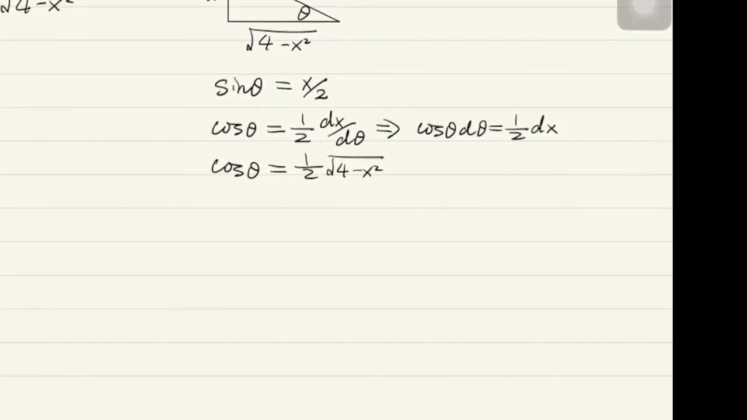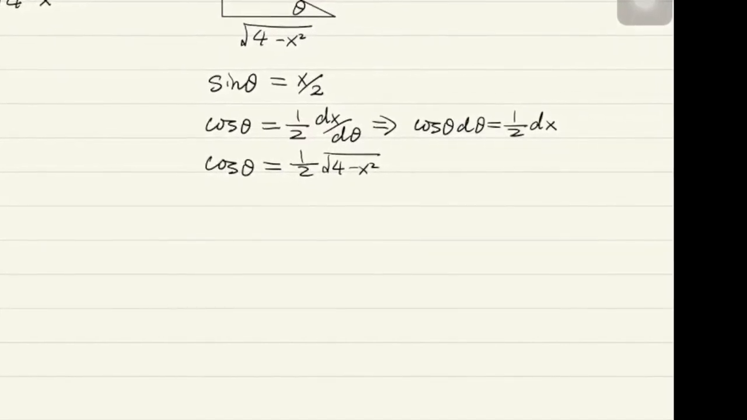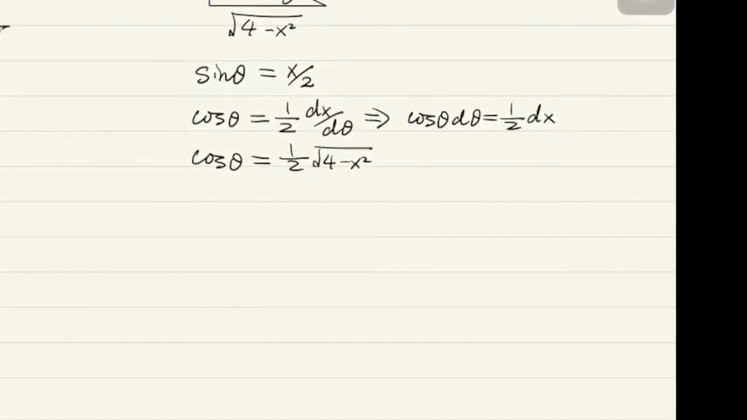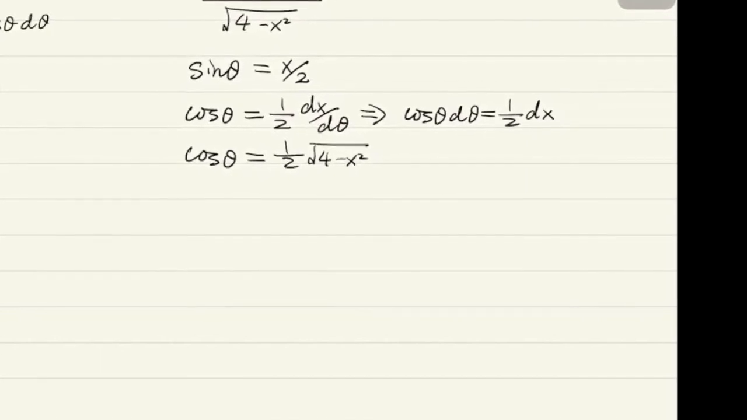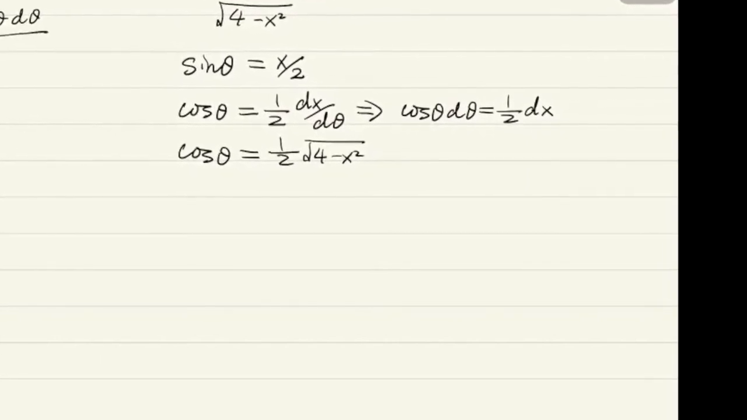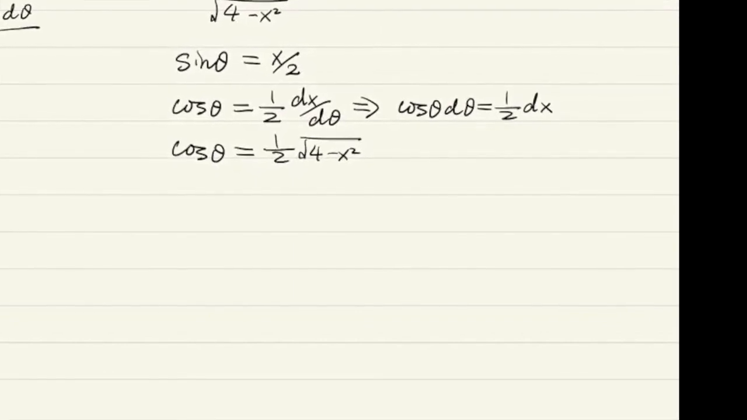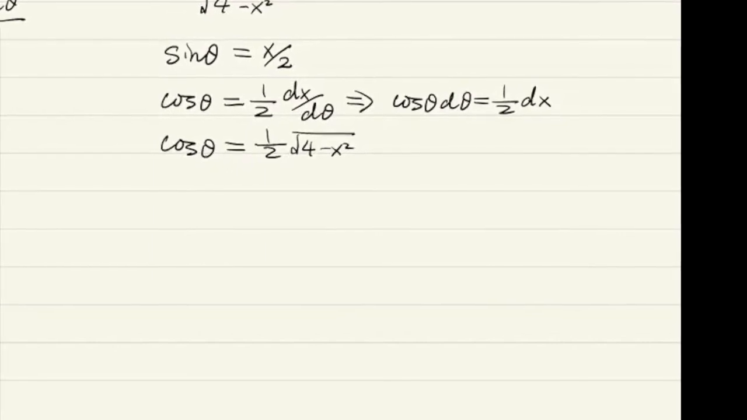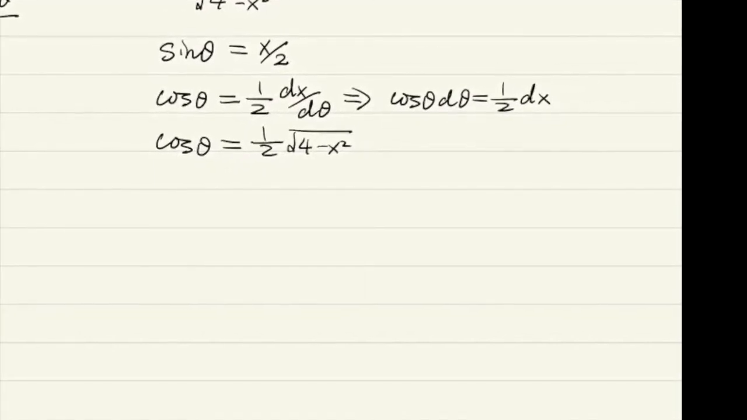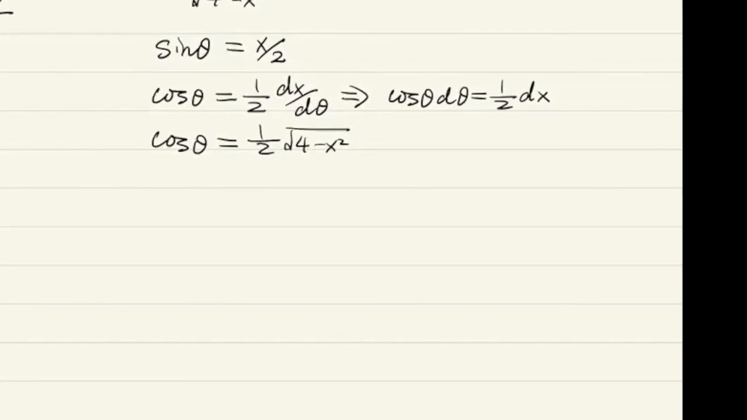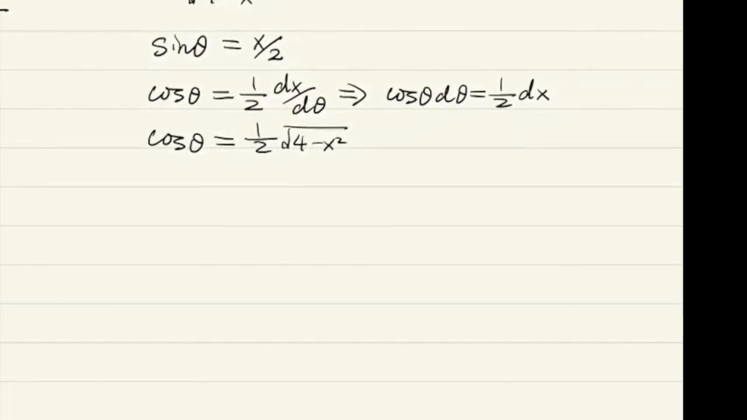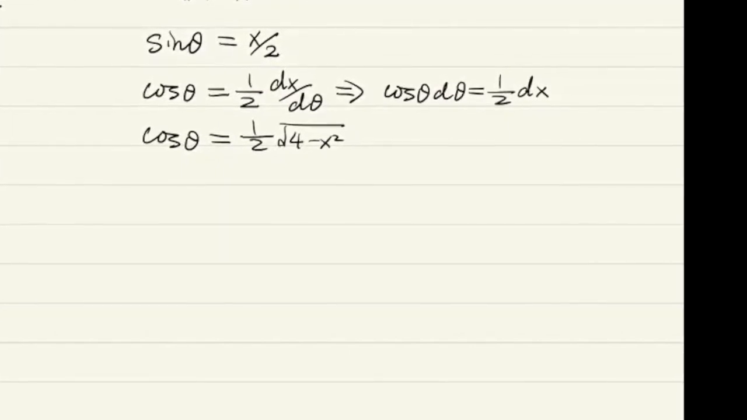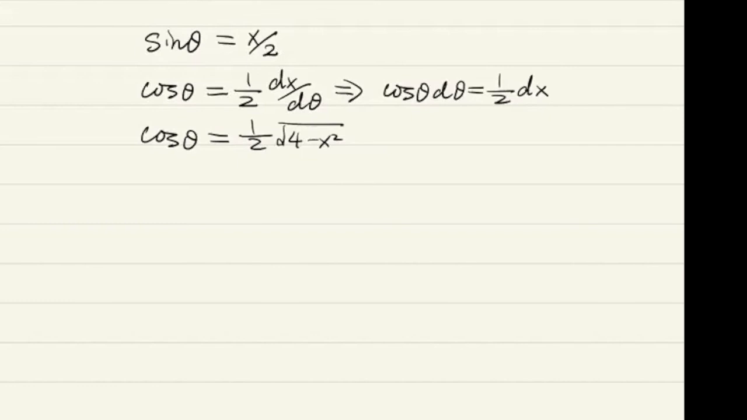And then we're gonna substitute into the original integral. So dx is equal to 2 times cosine theta d theta. And square root of 4 minus x squared is equal to 2 times cosine theta, which turns out to be integral of d theta, which is theta. And theta here will be equal to arc sine of x over 2.